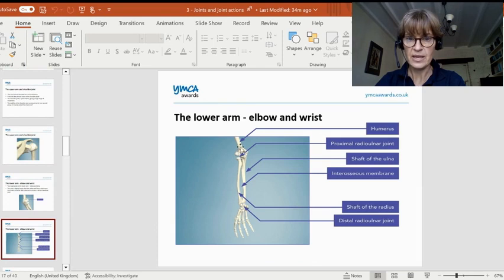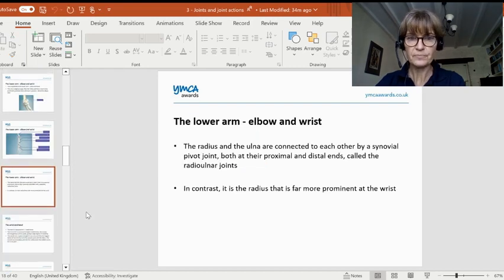Shows you here. So here you've got your arm bone, your upper arm, the humerus, proximal, so it's closer to the midline, radio-ulnar, the joint between your radius and your ulna. Here we've got our shaft of our ulna. Here the outer one is our radius. And then here we've got our distal radio-ulnar joint, the further away one. So they're connected to each other by a pivot joint.